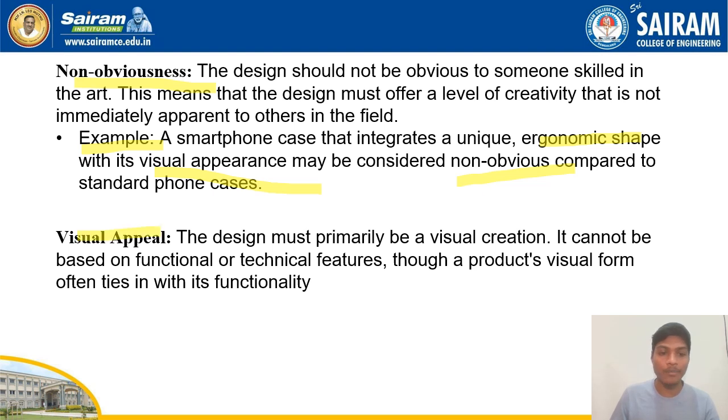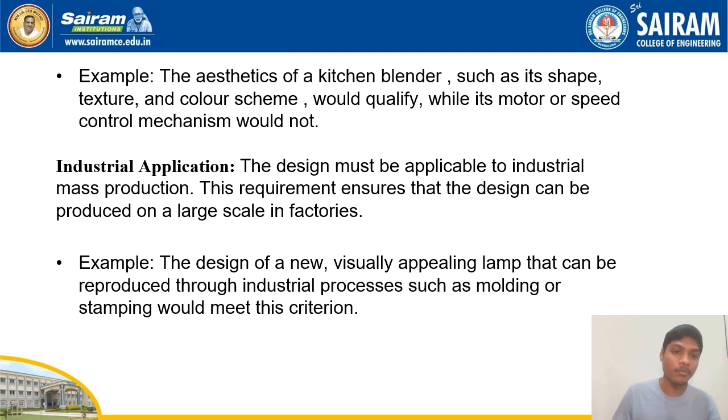Visual appeal. The design must primarily be a visual creation, and cannot be based on functional or technical features, though a product's visual form often ties in with its functionality. It means the functionalities of some designs cannot be changed. Only the aesthetic aspects can be changed. So we'll see an example of what it means.